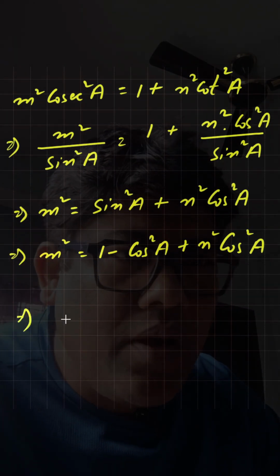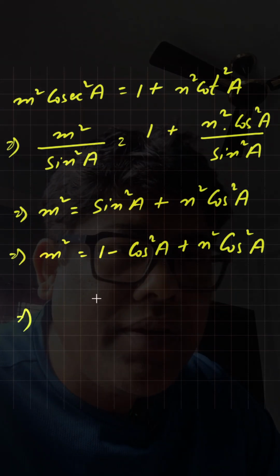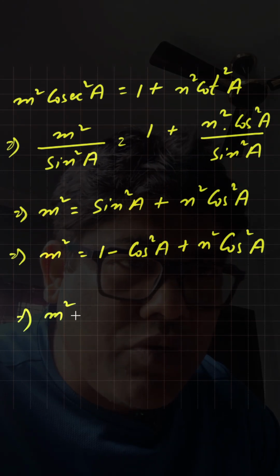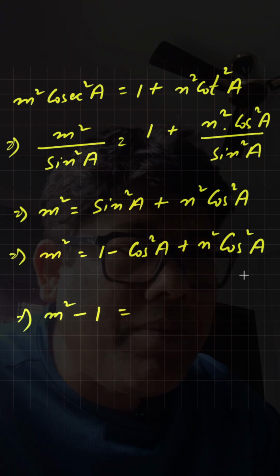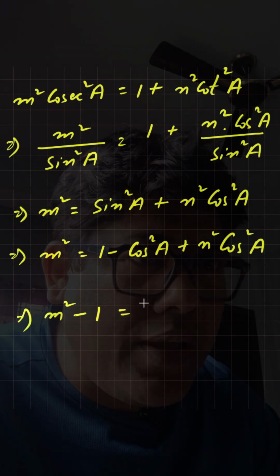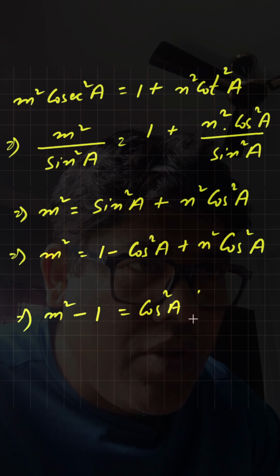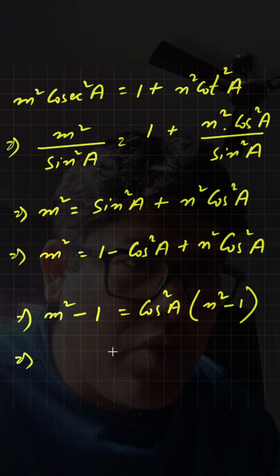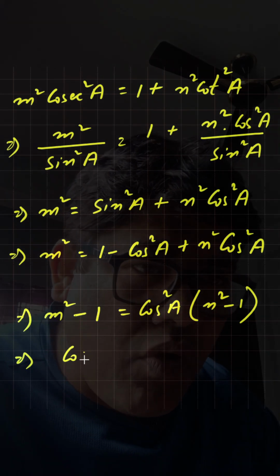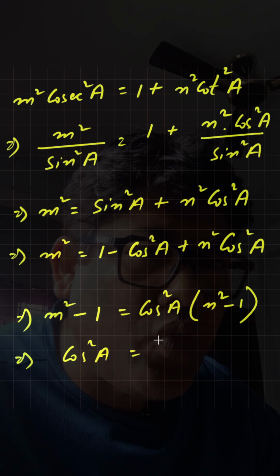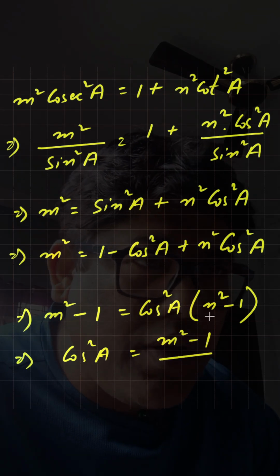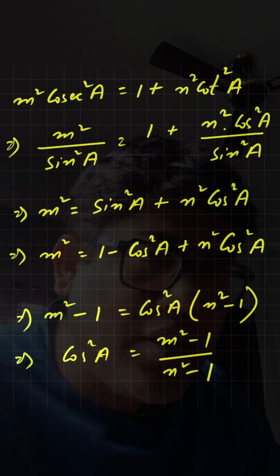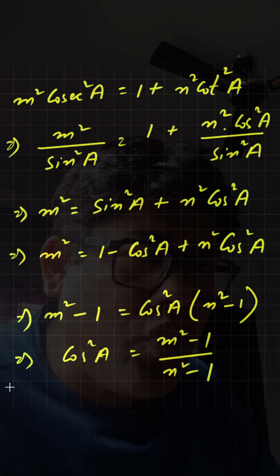So now let me do one thing. Let me take this minus 1 on the left hand side. So m square minus 1, and let me take cos square A as common. So I'll be left with n square minus 1. So now cos square A is equal to m square minus 1, let me bring this down to n square minus 1. So it gives cos square A is equal to m square minus 1 divided by n square minus 1.